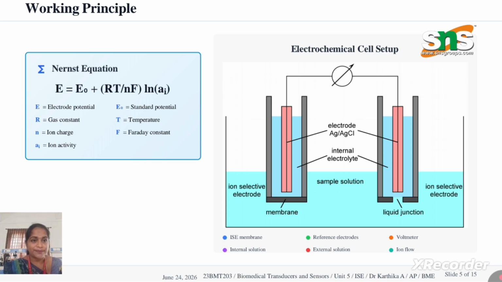See the electrochemical cell setup. The ion selective electrode is in light blue, aqua blue, and the membrane is in black, and we have a liquid junction. The Ag/AgCl electrode is represented in orange, and the internal electrode is represented in light blue color. See, once the ion selective electrode starts selecting the ions, these ions are converted into electric signals for proper measurements. With the help of a voltmeter, we can easily detect the changes.